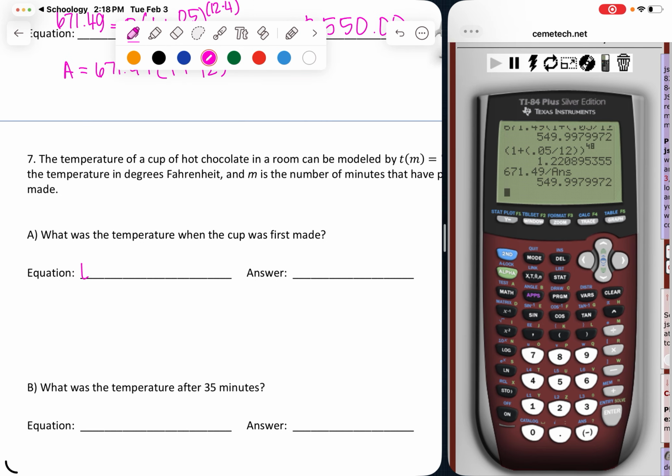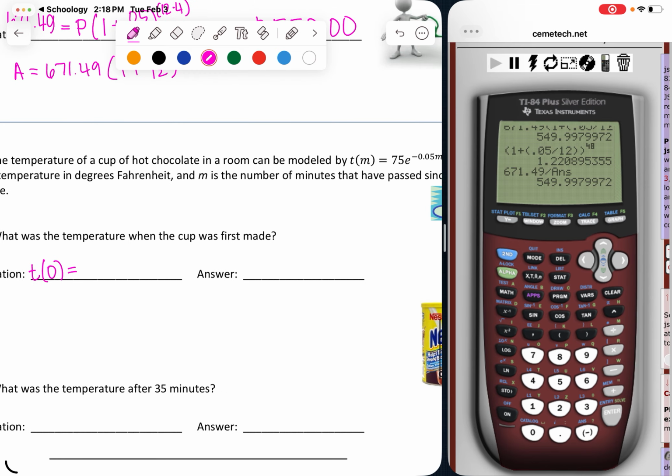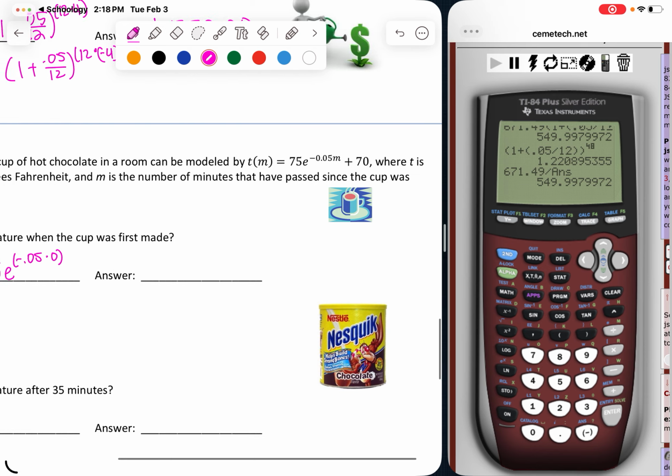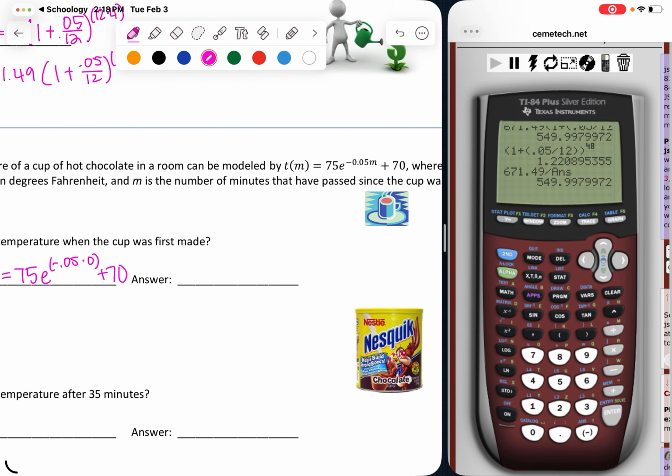So we have T of 0 is equal to, because 0 minutes have passed when the cup is first made, 75 times E to the -0.05 times 0, and then plus 70. Could use a calculator for this, but I know that this is 1, all right? Anything to the 0 power is 1. And 1 times 75 is 75, 75 plus 70 is 145 degrees Fahrenheit.